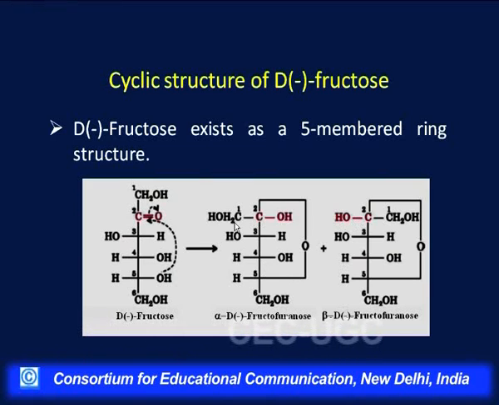Now, remember that the anomeric carbon here is not carbon number 1, as in the case of glucose or other aldoses, where it will be carbon number 1. In the case of fructose, it is carbon number 2 which is the anomeric carbon, and it has one hydroxyl substituent and one other part which is present there, CH2OH here.